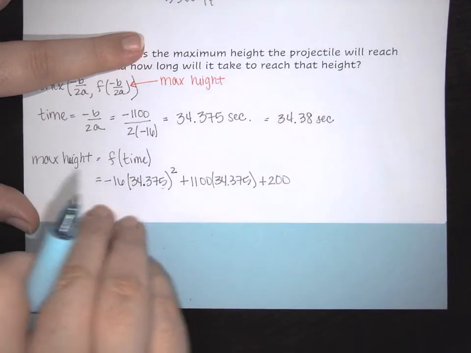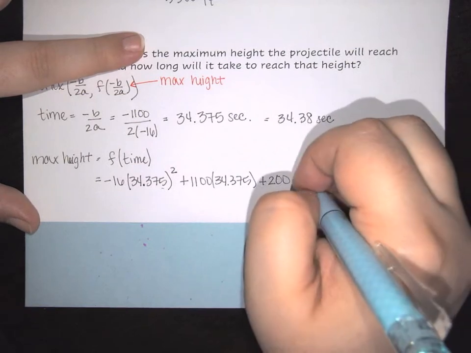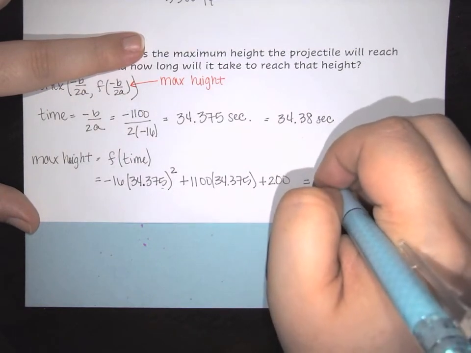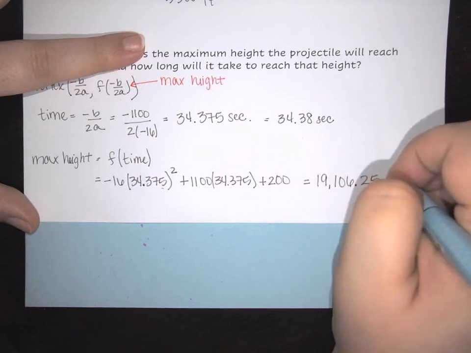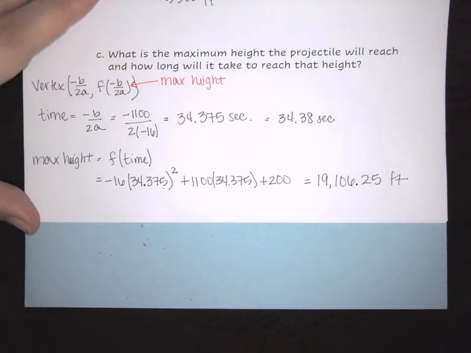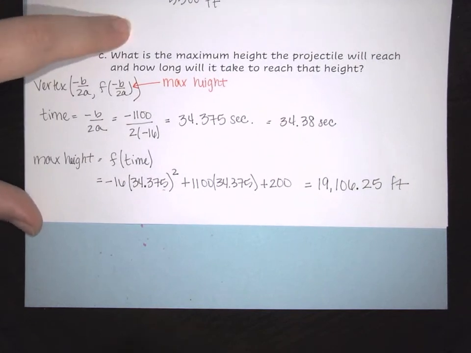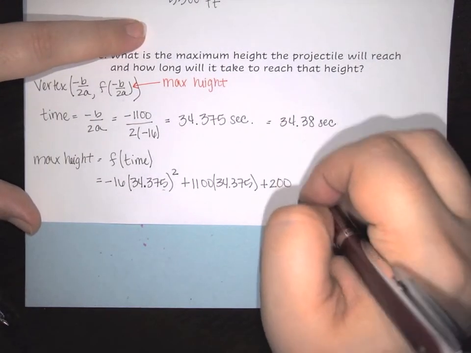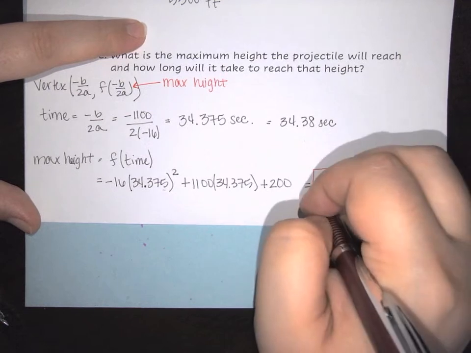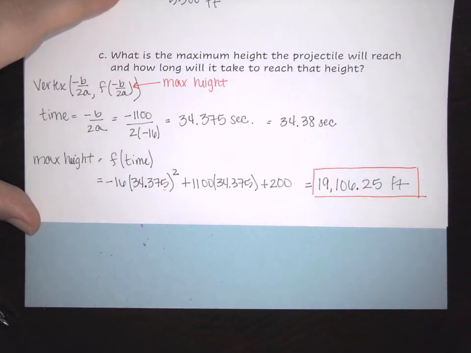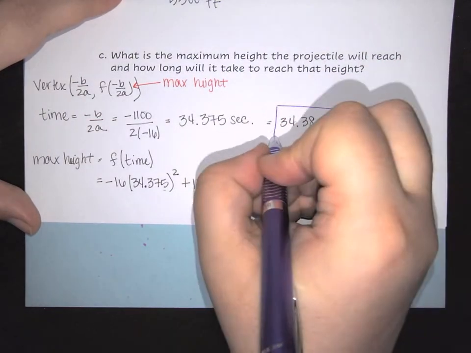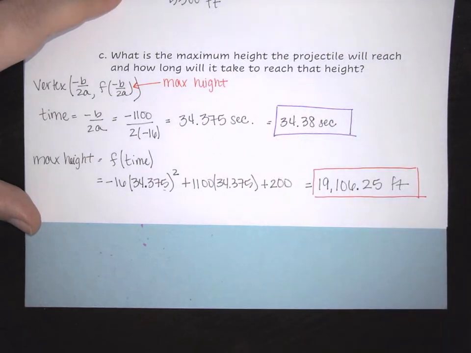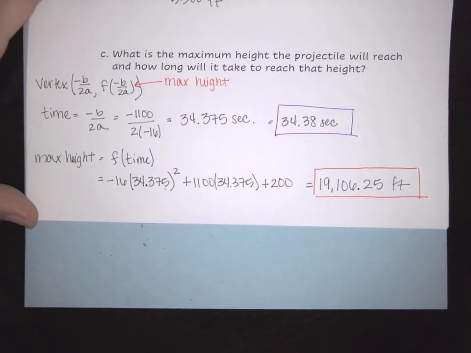So we're going to go ahead and solve all this down, and what you end up with is 19,106.25 feet would be your maximum height. And so this right here is the result that you were looking for in this problem as your maximum height, and this right here would be the second piece, which is the time it takes to reach that height.